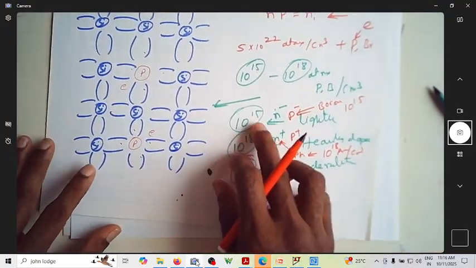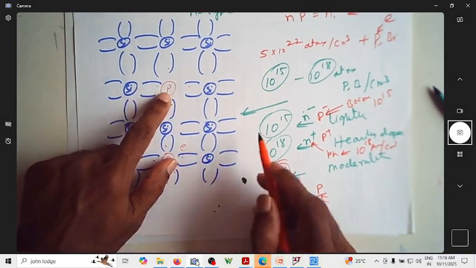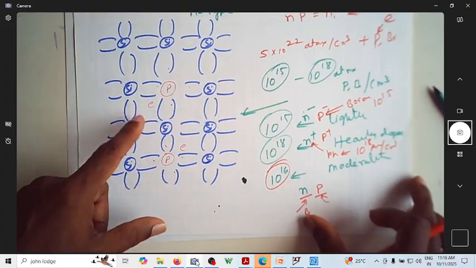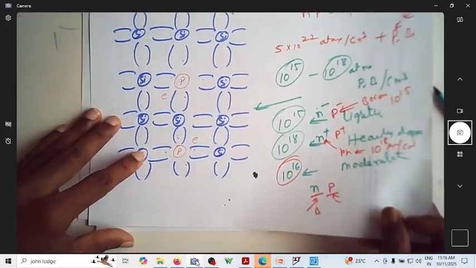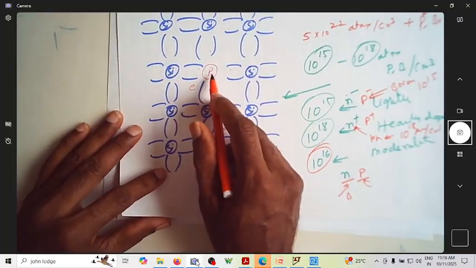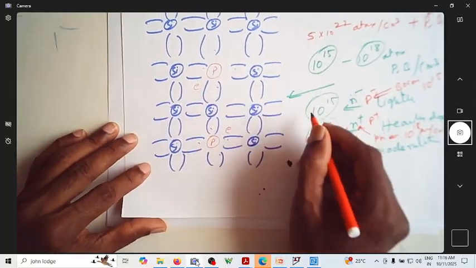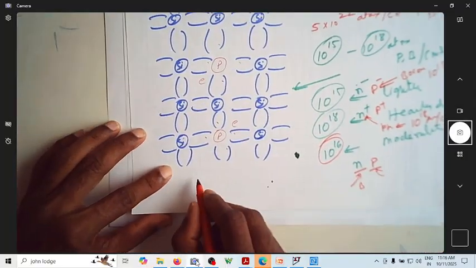Now, we know that when you add phosphorus, one extra electron will come. When you add boron, one vacancy is created. So, what will be the number of electrons in N type when you add 10 power 18?